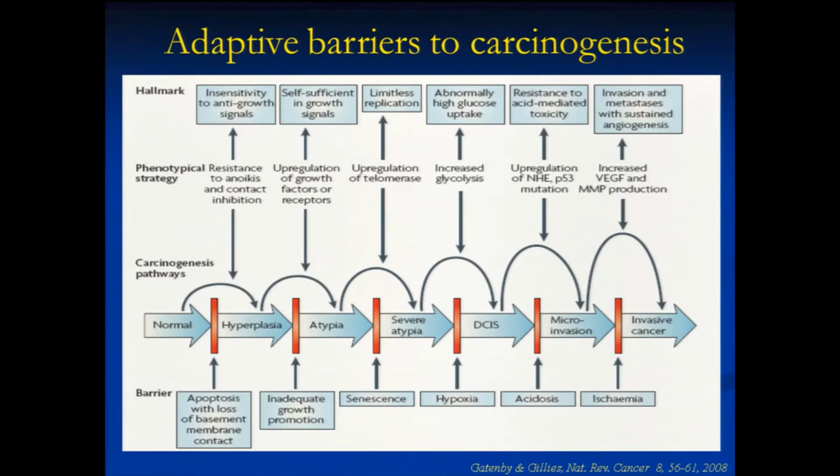And so you can see along the way there's a series of these barriers and a series of phenotypic strategies, where the first set here all have to do with that balance between proliferation and cell death leading to clonal expansion. And the later ones have to do with invasion and metastasis.